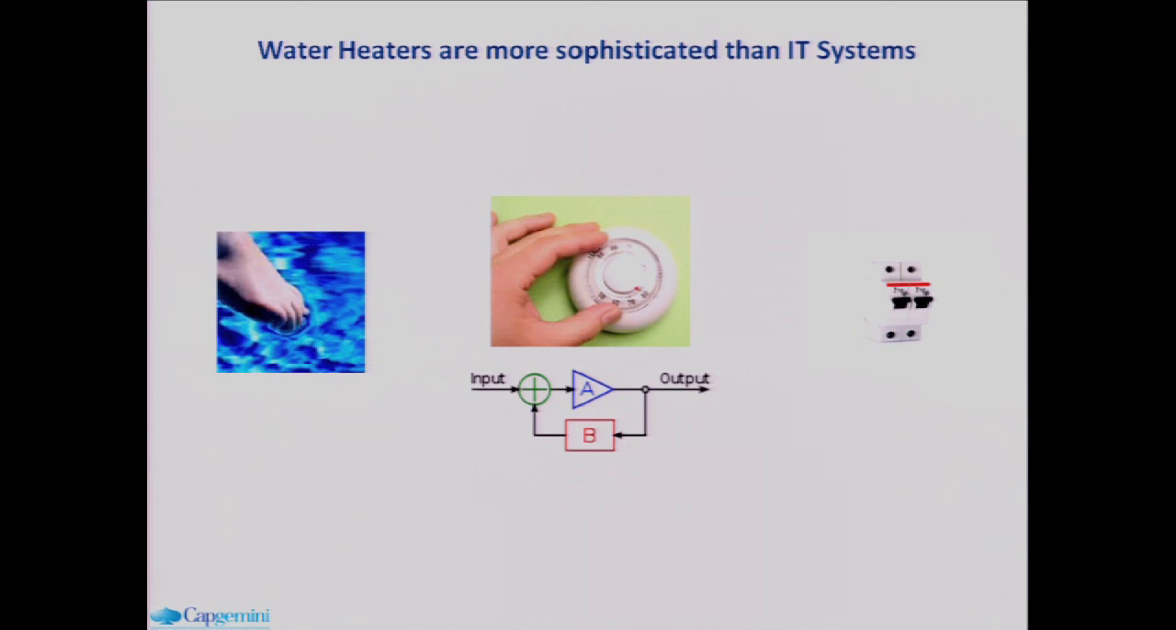Now here I'm just going to make a statement that if I look at the spectrum of the monitoring systems that are out there today, information systems, a water heater is much more sophisticated than what we have out there. And just to flow with the example, a water heater is a simple thermodynamic system. Now you get hot water, cold water, put it together.